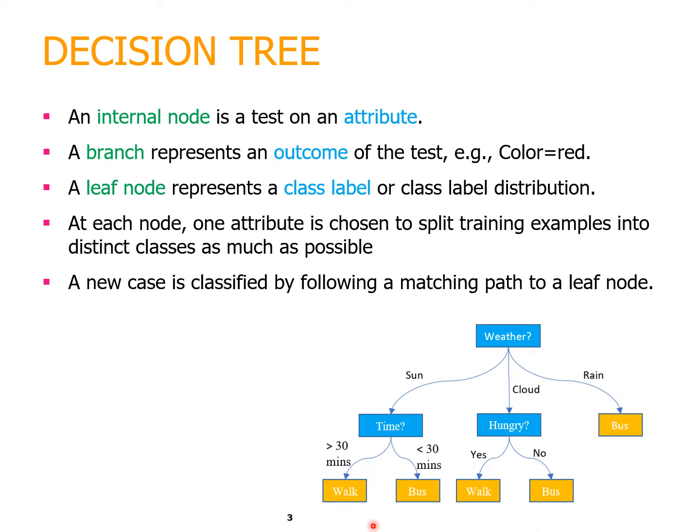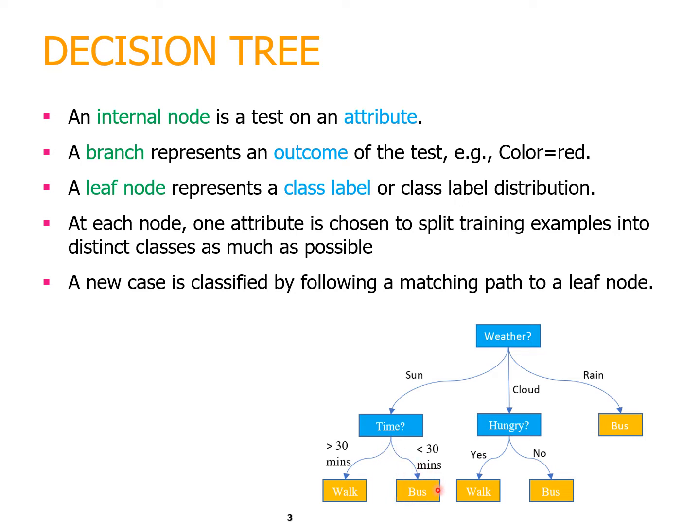So it works like this. You first compare the weather value, and if the weather value is rain, you come here and the answer is bus. You take the bus. And if weather is sun, then you come down here and the next step is to check the value of the time attribute. So if the time is less than 30 minutes, then your answer is bus. You take the bus. So this is a decision tree.